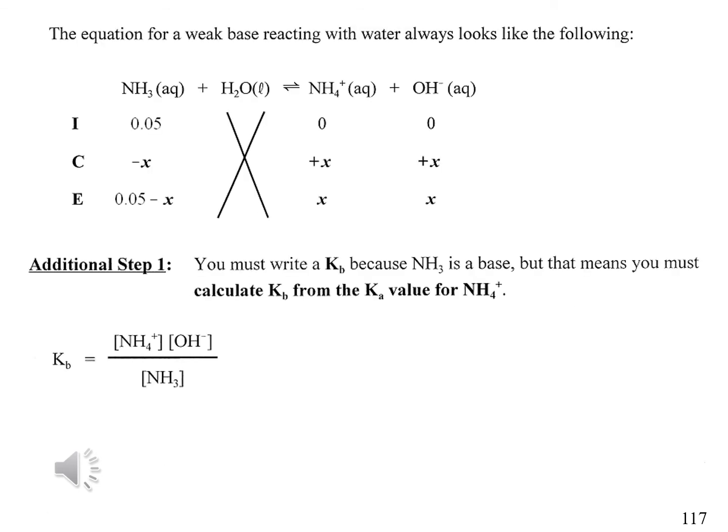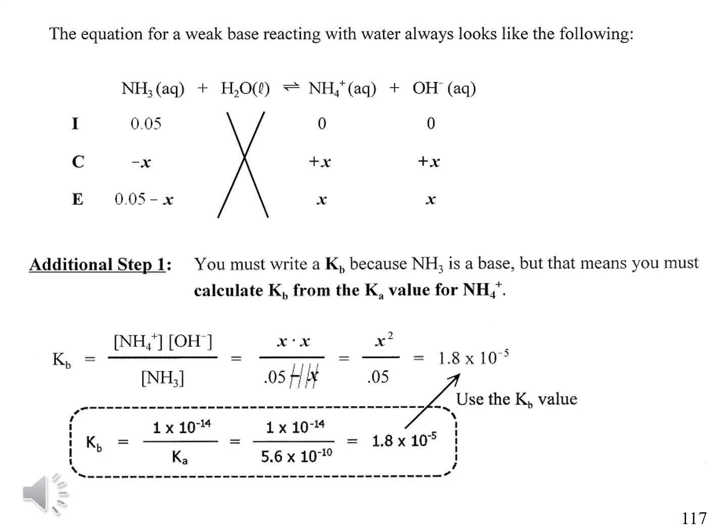So when you write the Kb for ammonia, you are going to write it with the OH on the top, and you have to get a number to set this equal to. When you plug in the bottom row, the equilibrium row, and cancel the x, you get the same expression as you did for acids, but you can't set it equal to the Ka. So the first step that's extra in a weak base problem is you have to do the 1 times 10 to the minus 14 divided by the Ka step. And I did that for the ammonia.